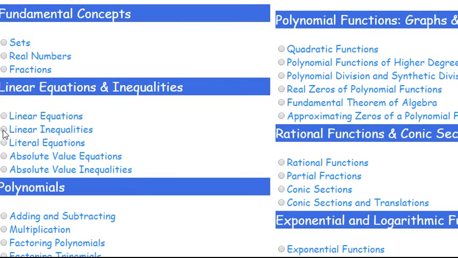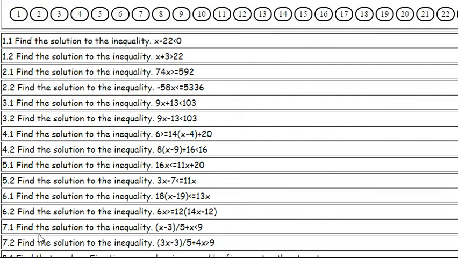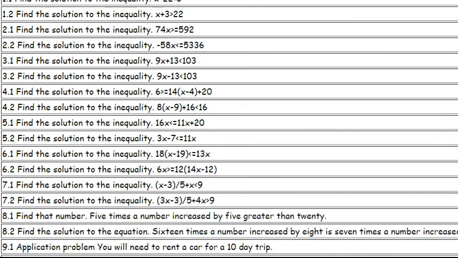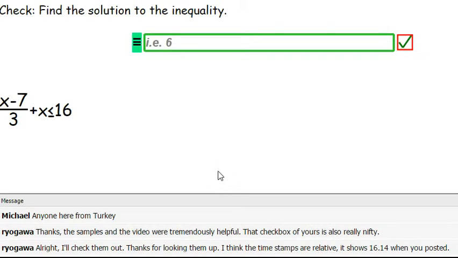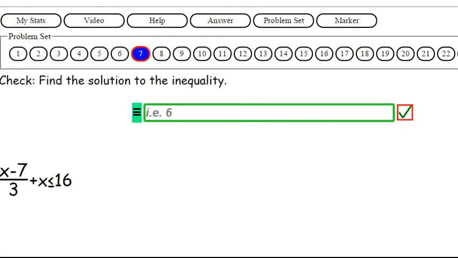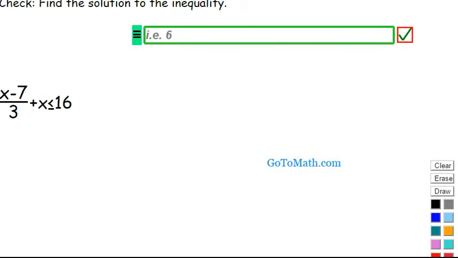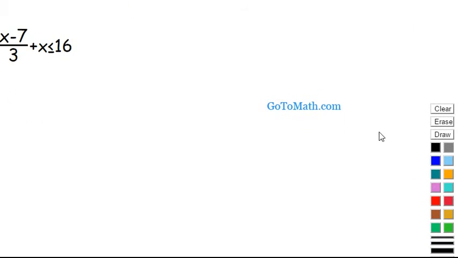Okay, we're over here at gotomath.com. Let's go down to linear inequalities. I think we did that one. Alright, I think we're on 7.1. Let's go to the marker board. Find the solution.